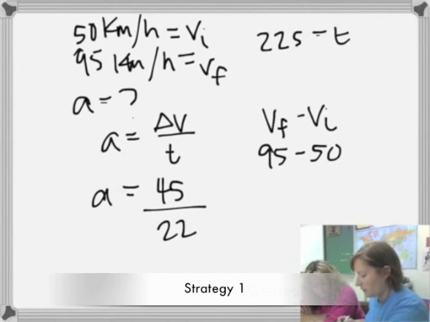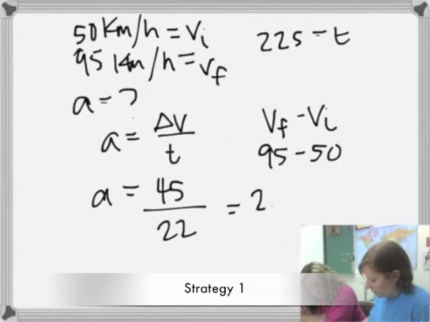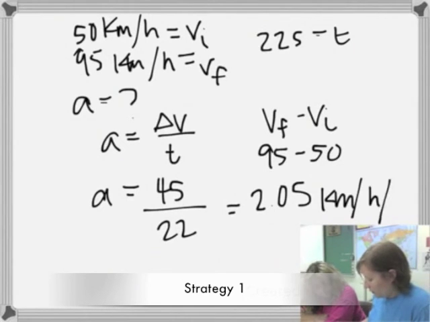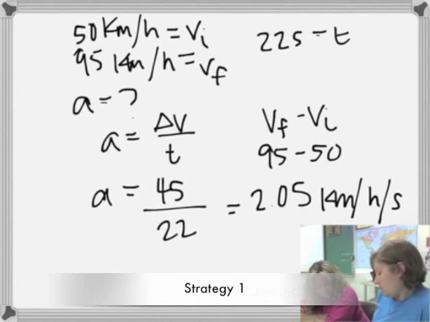I'm going to divide that out, and I get 2.05 kilometers per hour per second. There you go. All right. You have a different way?